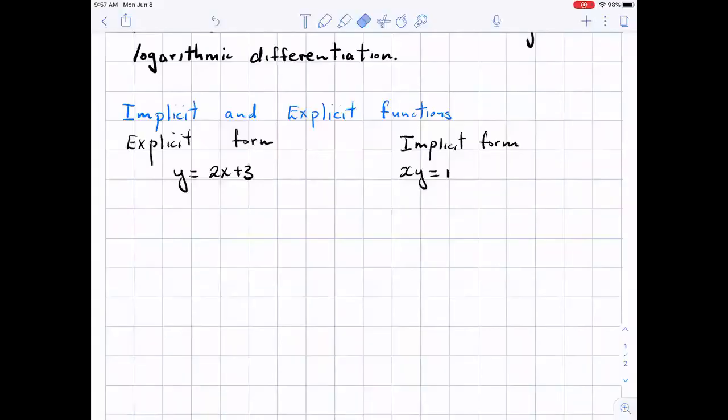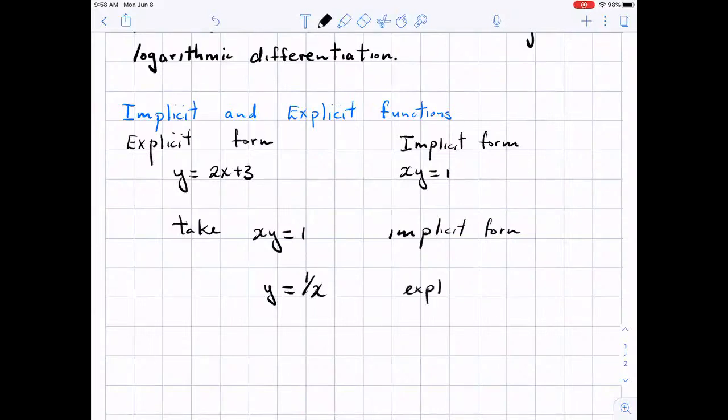So notice that if a function is in implicit form, sometimes we can convert implicit to explicit, because if you take the implicit form xy equals 1 and divide both sides by x, you'll get y equals 1 over x. This is now explicit form.